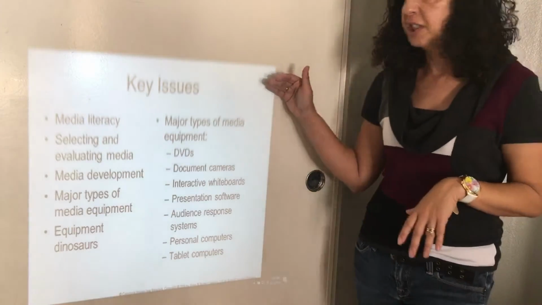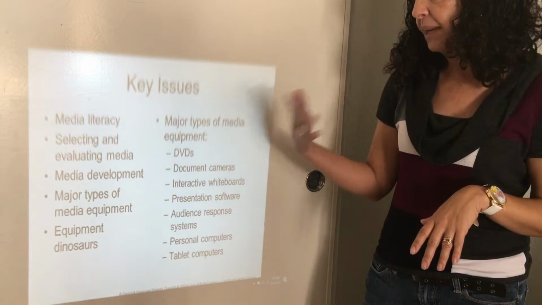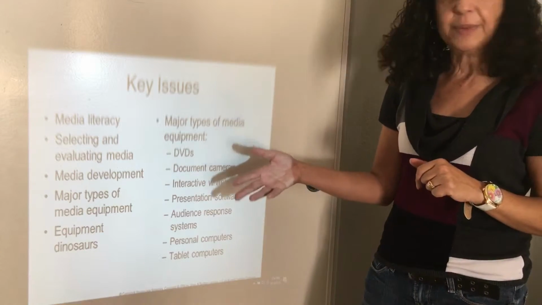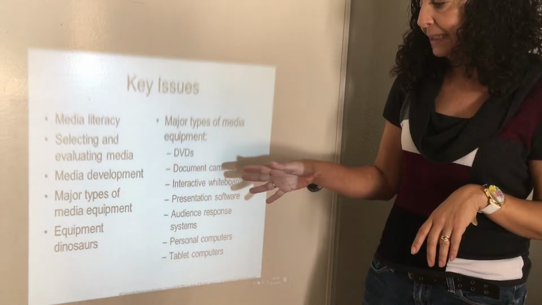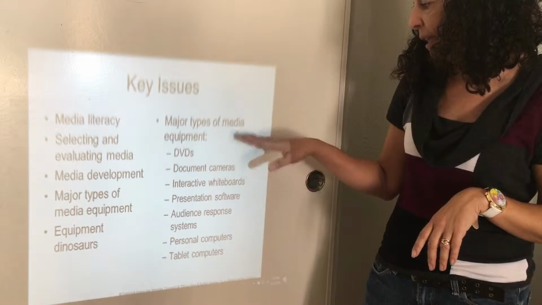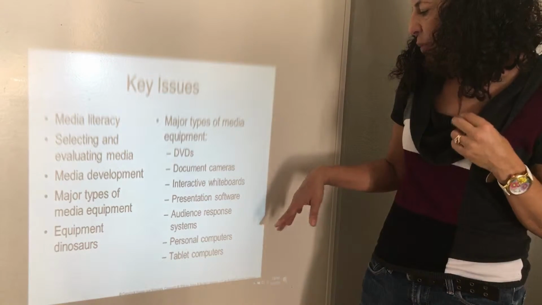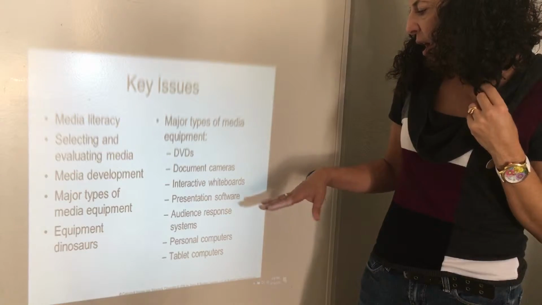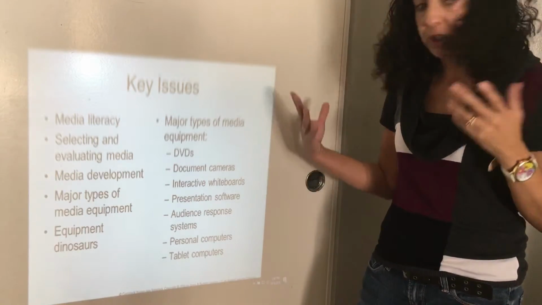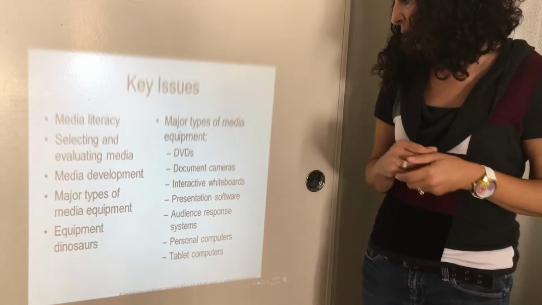So the key issues for this chapter include media literacy, selecting and evaluating media development, and the major types of media equipment, which include DVD players, document cameras, interactive whiteboards, presentation software, audience response systems, which I think are super cool, personal computers, tablet computers.